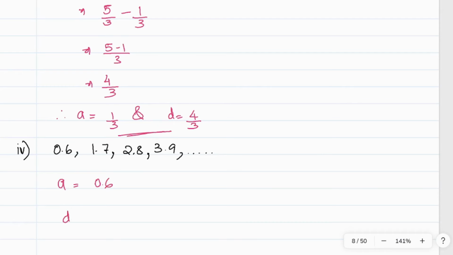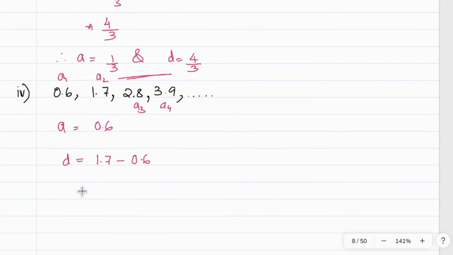Then, in order to find the D, what do we have to do? This is our A1, this is A2, this is A3, this is A4. You can either take A2 minus A1, or A3 minus A2, or A4 minus A3. Anything you can take. The difference between these two numbers is our common difference, right? 1.7 minus 0.6 means how much will I get? Which is equal to 1.1.